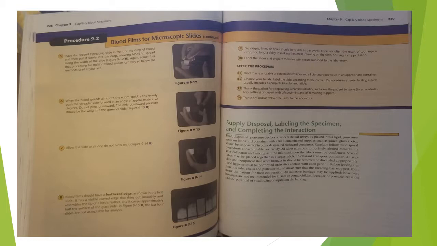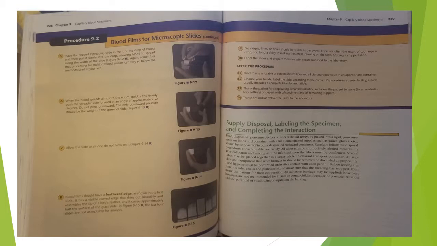The blood film should have a feathered edge, as shown in the first slide. It has a visible curved edge that thins out smoothly and resembles the tips of a bird's feather, and it covers approximately half the surface of the glass slide. In Figure 9.15, the last 4 slides are not acceptable for analysis. No ridges, lines, or holes should be visible in the smear. Errors are often a result of too large a drop, too long a delay in making the smear, blowing on the slide, or using a chipped slide.